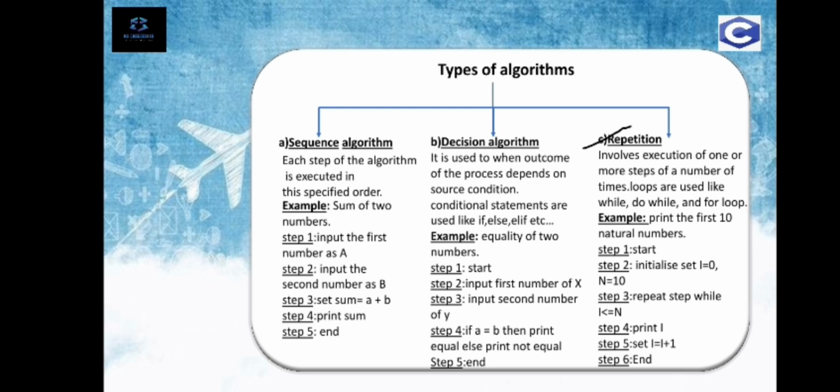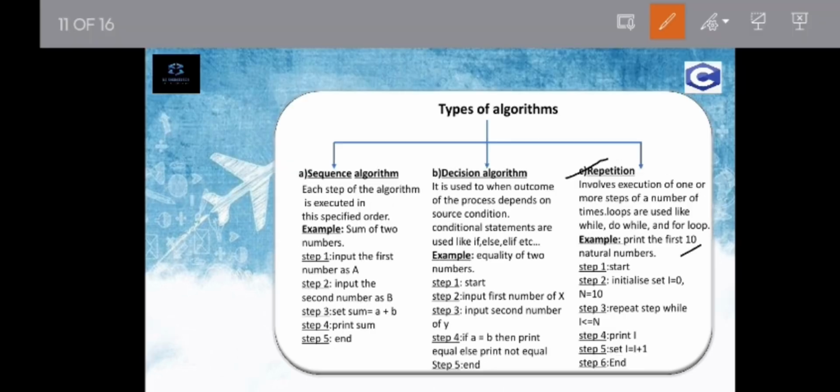So here it is nothing but the repetition of the same condition. We go with the example, that is print the first n natural numbers. Natural numbers actually start from 1, but we consider here that we start with 0. Okay, so first is start, second one is initialize. Set i is equal to 0 and n is equal to 1.